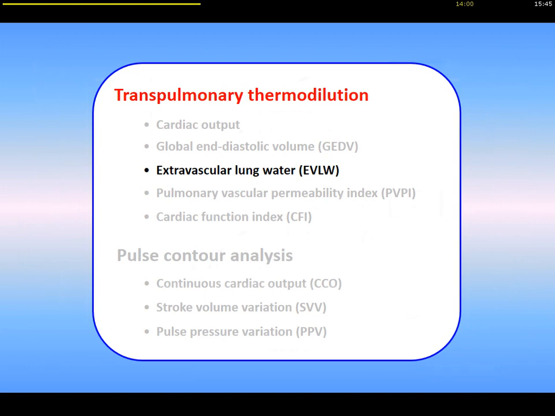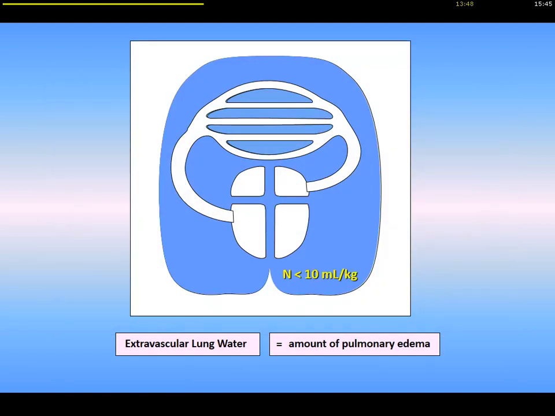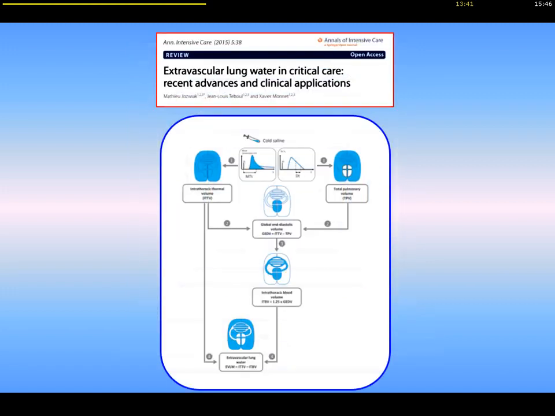Another important transpulmonary thermodilution variable is extravascular lung water. It is important because it can give you a quantitative measure of pulmonary edema. And the normal value is considered to be less than 10 ml per kilogram. And this was the way to obtain this value inside the machine. Either the PICO, the PulsioFlex, or the VolumeView, it is very complicated, but we don't care about this. If you want to have more details, you can read some papers like this one, coming from our group, others also.